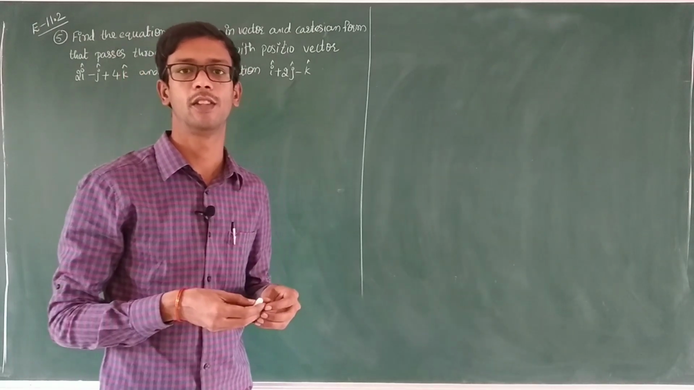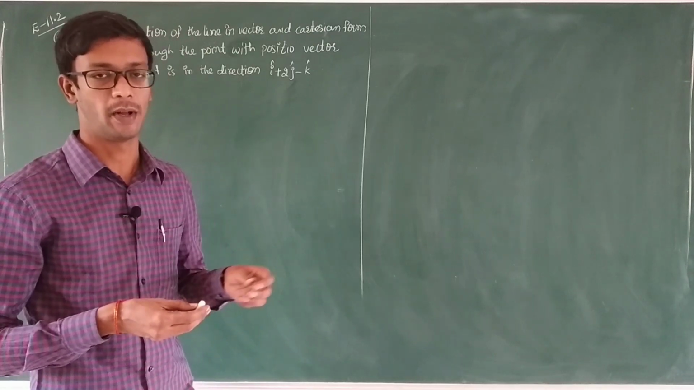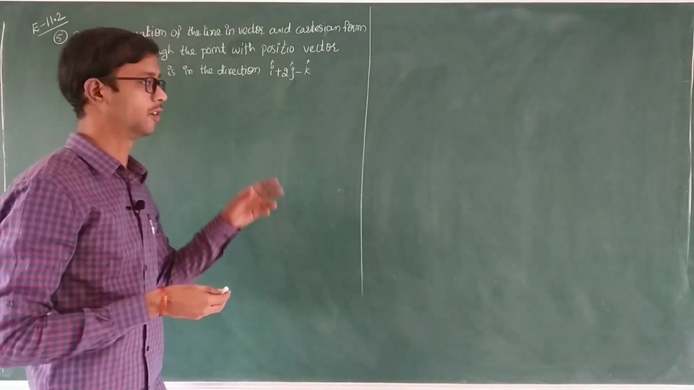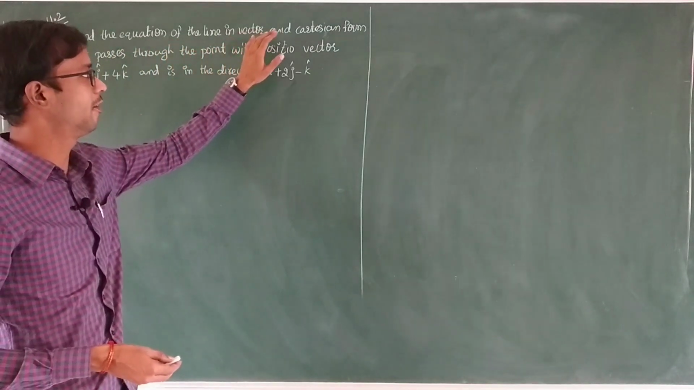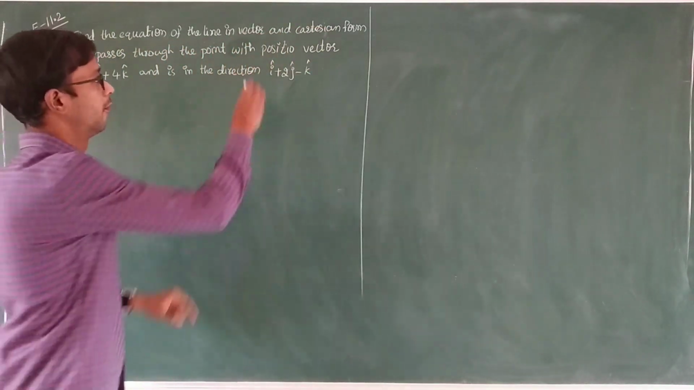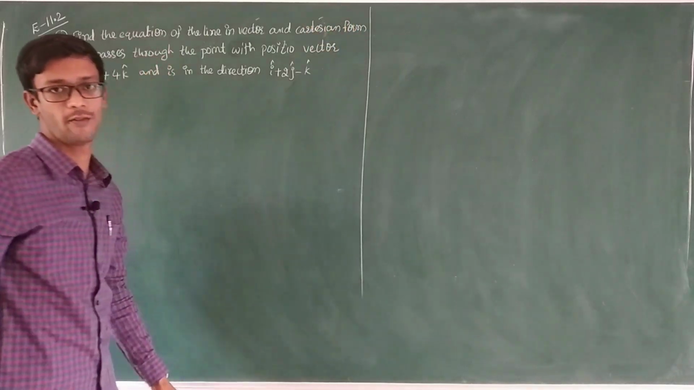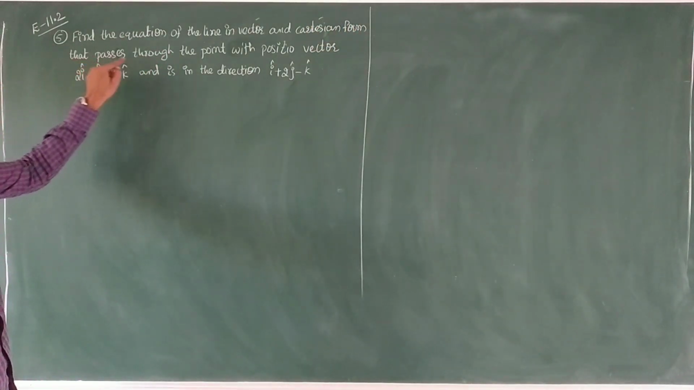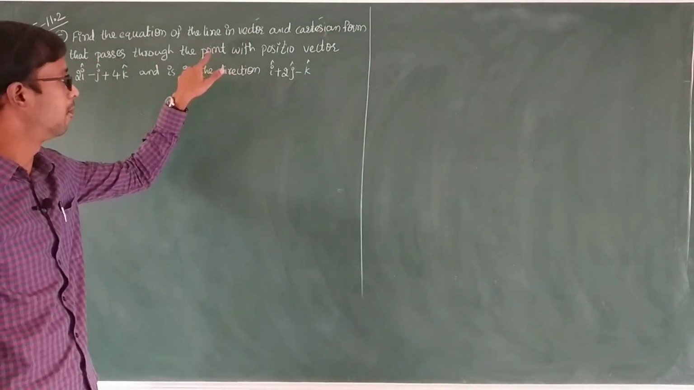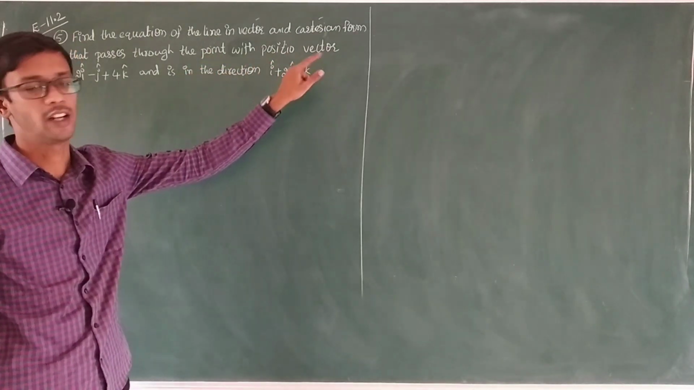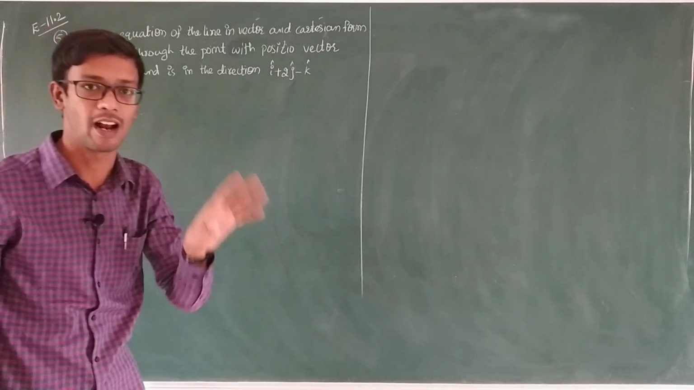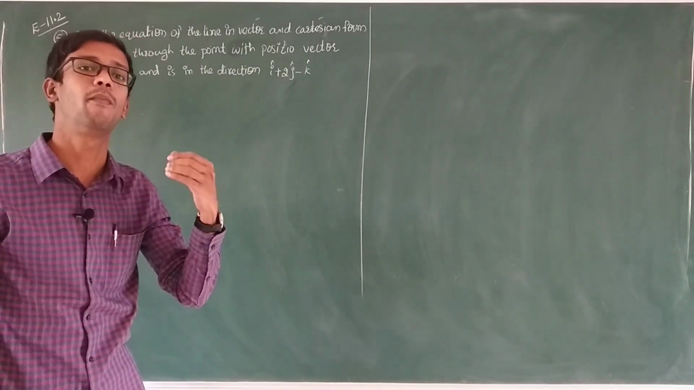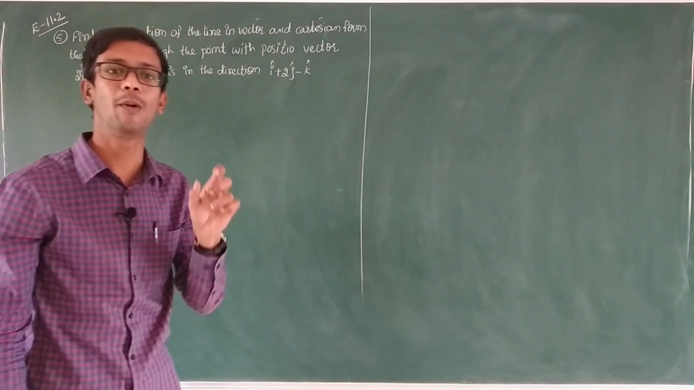Next, exercise 11.2, problem number 5 is also a similar problem, based upon that theorem only. So now we will continue this problem. Find the equation of the line in vector and Cartesian form, two forms, that passes through the point with the given position vector. Point they are not giving; they directly give the point position vector.